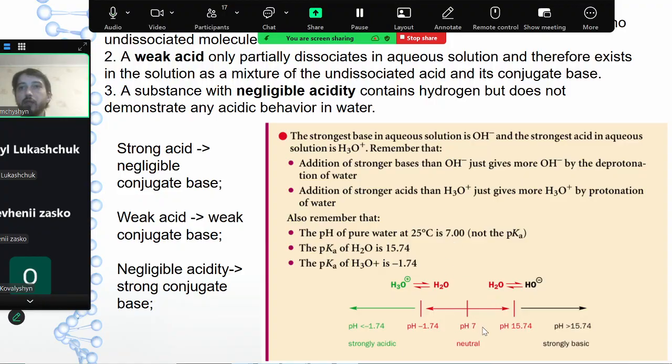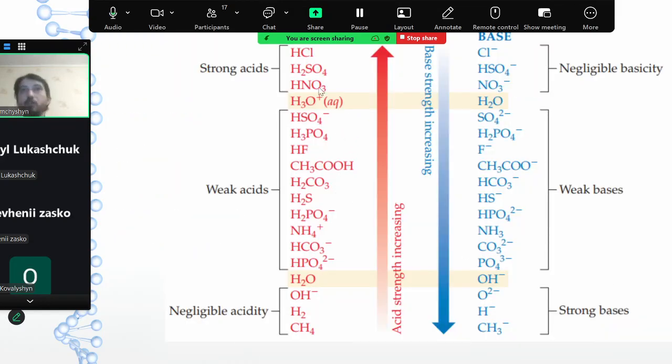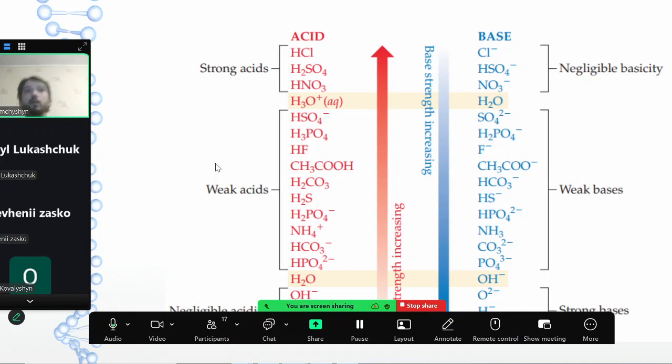Here is a scale, once again reminding you that pH 7 is neutral, and here we have the reaction H3O plus to H2O, and here the reaction H2O to OH minus. If you see substances with pKa's lower than minus 1.74 or higher than 15.74, they will fully dissociate, and basically you can consider them as something really strong.